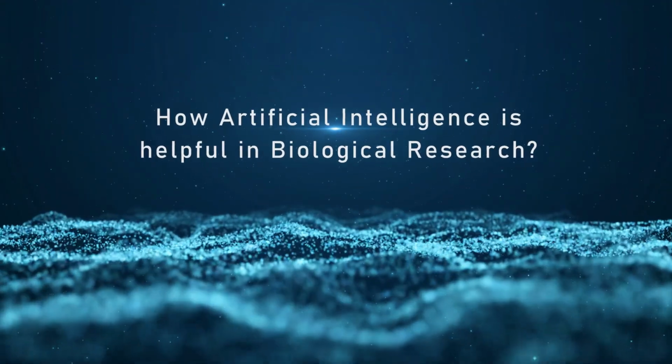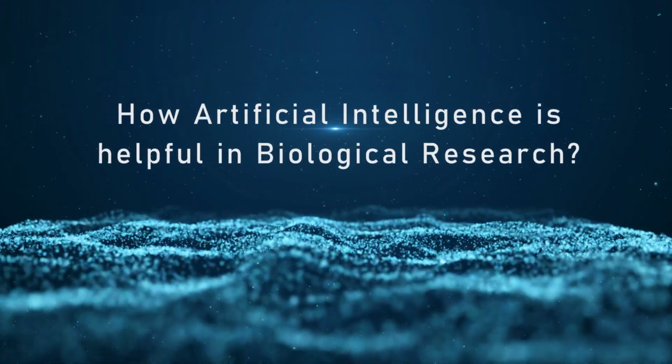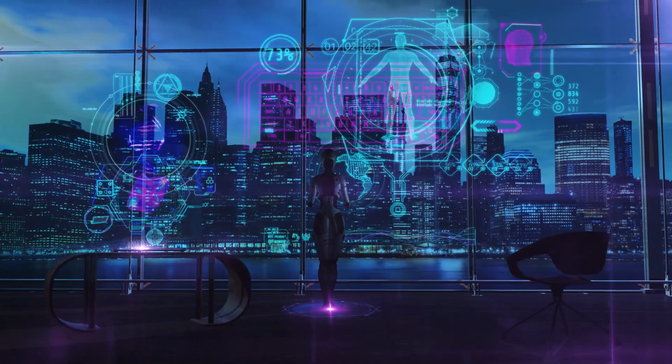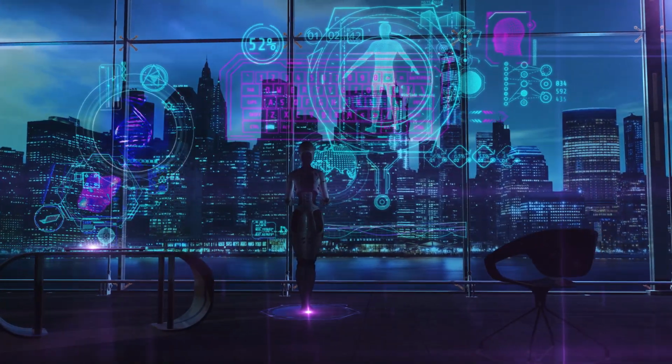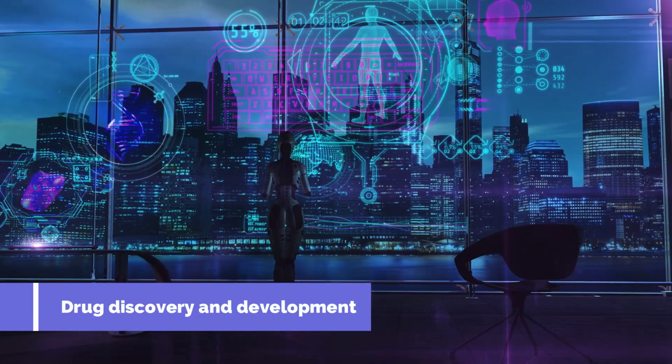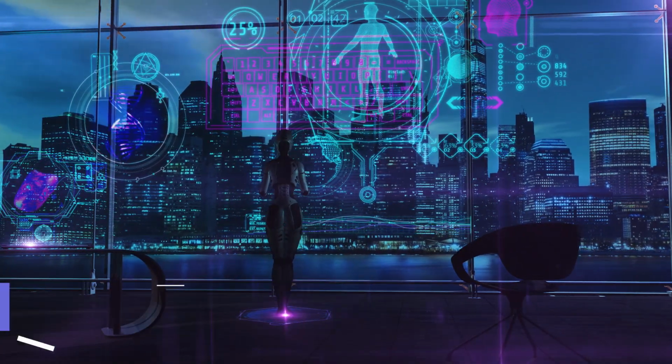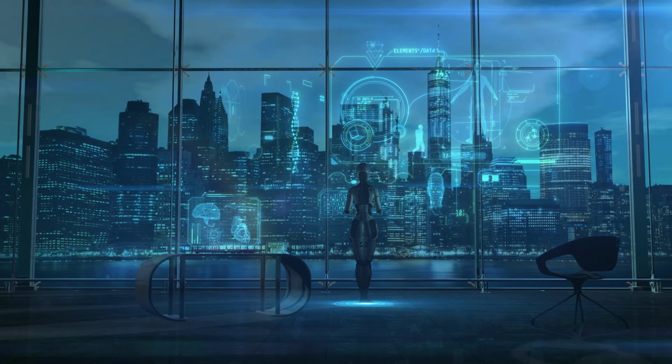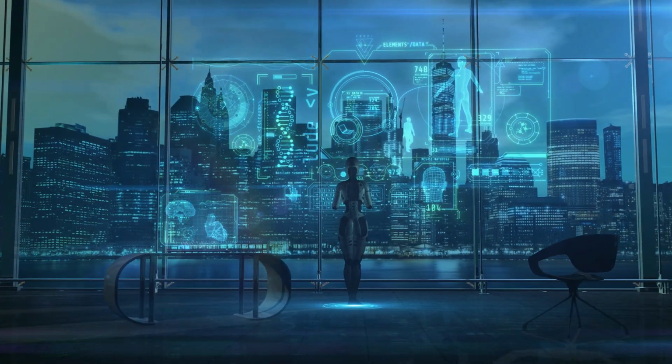How artificial intelligence is helpful in biological research. AI can be helpful in biological research in several ways. 1. Drug discovery and development. AI can assist in the identification of potential drug targets and predicting drug interactions with proteins.